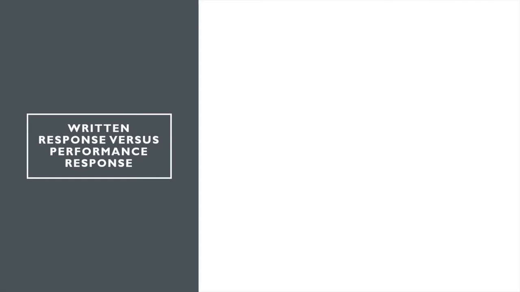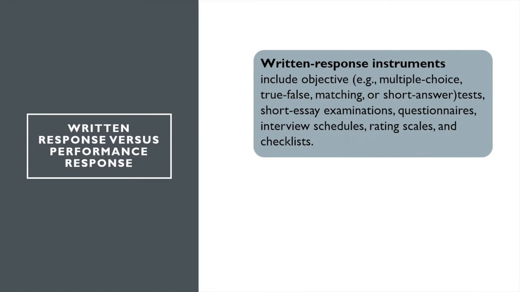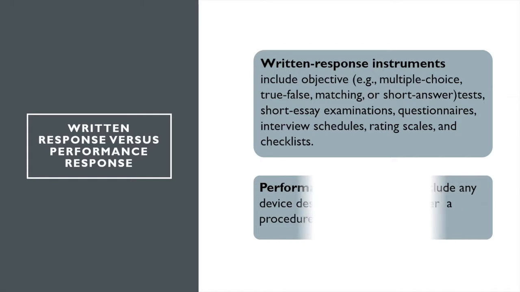Another way to classify instruments is in terms of whether they are written or marked responses from subjects or a more general evaluation of subjects' performance. So written response instruments include objective tests such as multiple choice, true or false, matching type, or short answer. Also, it includes short essay examinations, questionnaires, interview schedules, rating scales, and checklists.